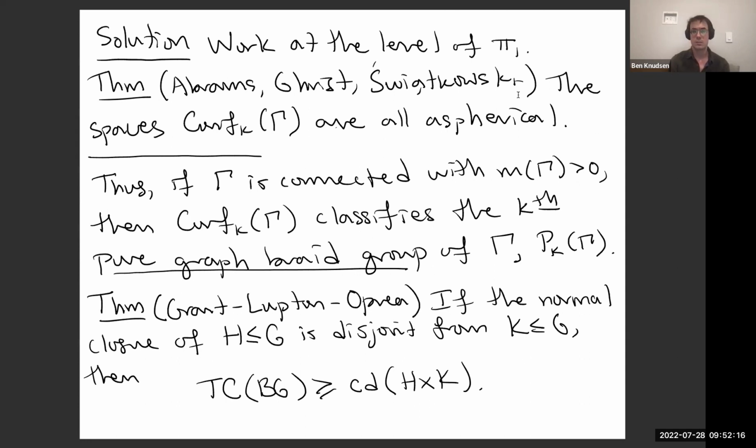And essentially the arguments are all basically the same, just slightly more complicated notationally. So I decided not to do that in detail. But maybe one relevant thing to point out is that this theorem has a generalization that's valid for higher TC, due, I think, to Farber and Grant. I hope I'm not getting that wrong. And it's that theorem that makes the argument work for higher TC in the paper.